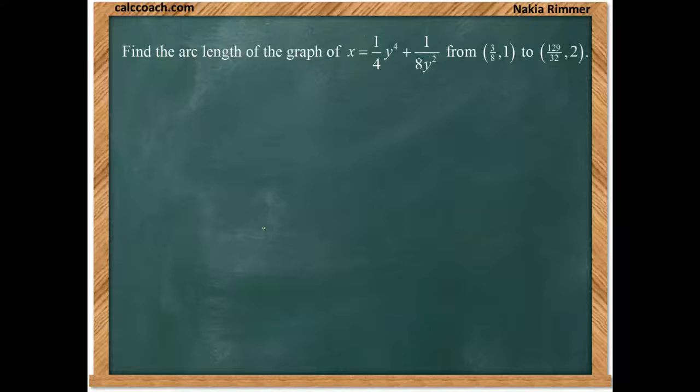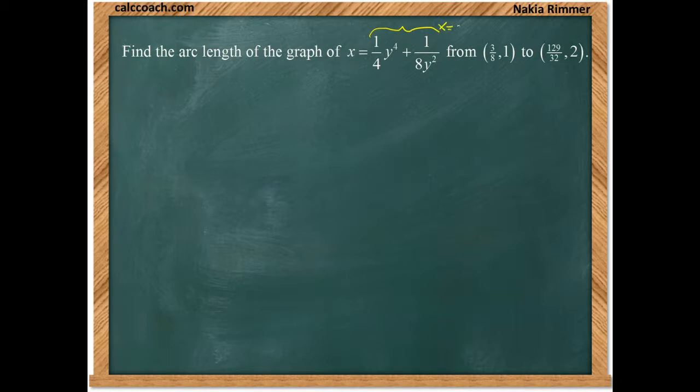Find the arc length of the graph of x equals y fourth over 4 plus 1 over 8 y squared from point A to point B, where point A has a y coordinate of 1 and point B has a y coordinate of 2. Y is our changing variable. We have to recognize that and then go with the formula that has integration with respect to y.